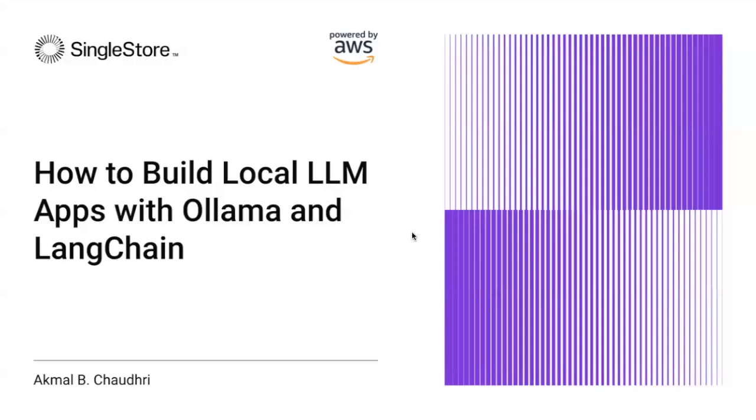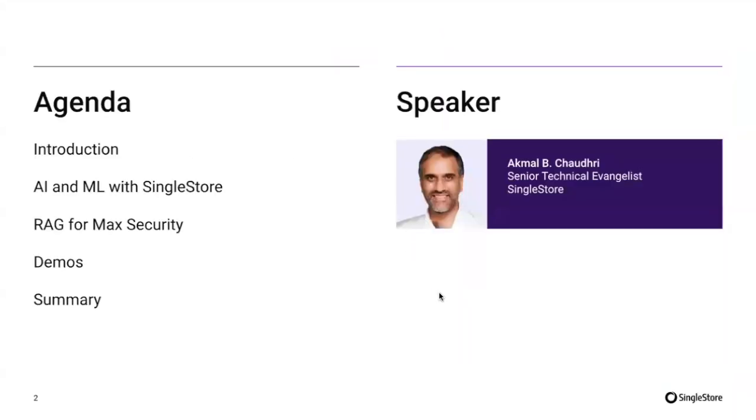So Akmal, with that, let me turn to you and tell us how to build local LLM apps with Ollama and Langchain. Great. Thank you very much again, Vance, and great to be back. And let's get started. Okay, so in terms of agenda, quite simple and straightforward. So a little bit of an introduction, and then I'll talk a bit about some of the possibilities and ways that we can integrate AI and ML with SingleStore.